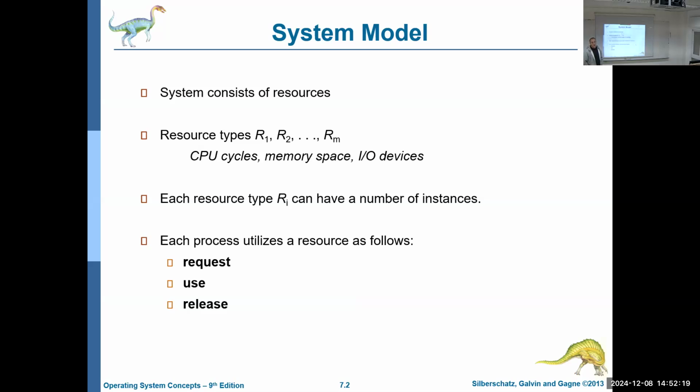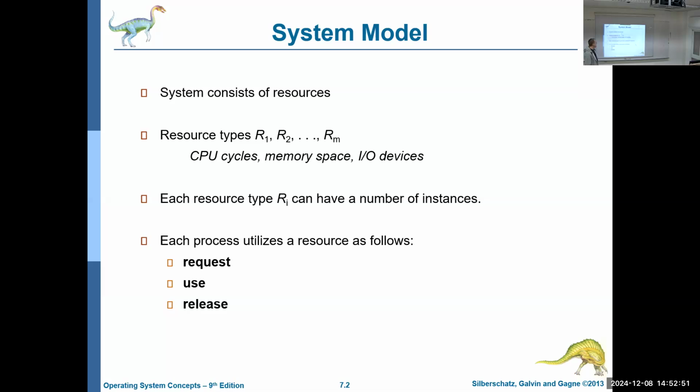RAM, memory, we could call it, let's say the CPU, the hard drive, the printer, those are resources. We can talk about resources in an abstract way and call them R1, R2, Rm. It could be CPU cycles, memory, IO devices. Each resource type R sub i could also have a number of instances. They could be like 3 printers. You have 3 printers connected to your computer, and then 3 different processes could print at the same time.